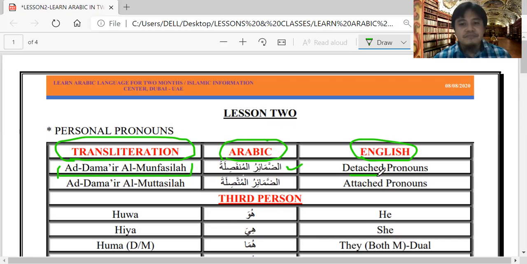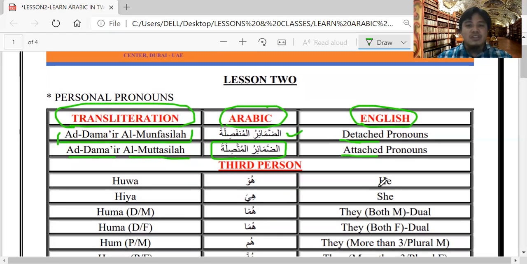Then the second type of the personal pronouns الضمائر الشخصية is what you call الضمائر المتصلة. You can see it in English transliteration. المتصلة is the opposite of المنفصلة. We said a while ago that al-munfasila is detached or disconnected, and al-muttasila means attached. Attached pronouns, or if you like to say connected pronouns, that is also correct.